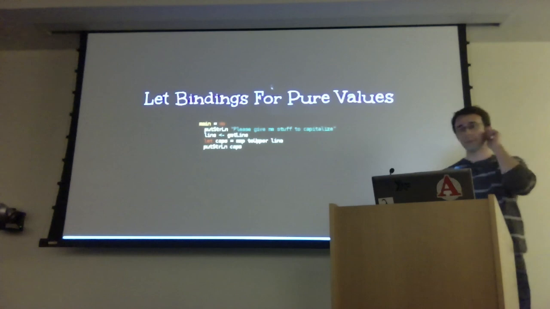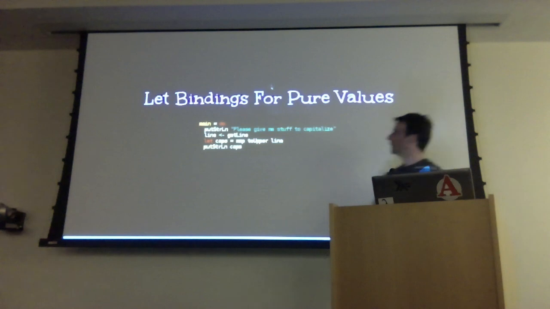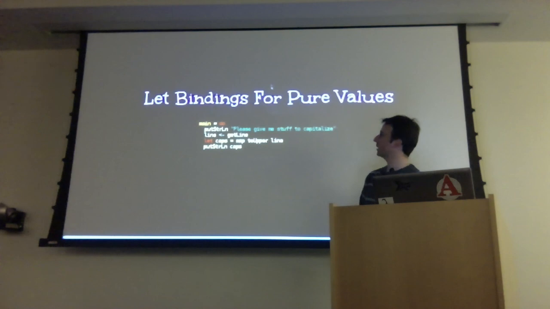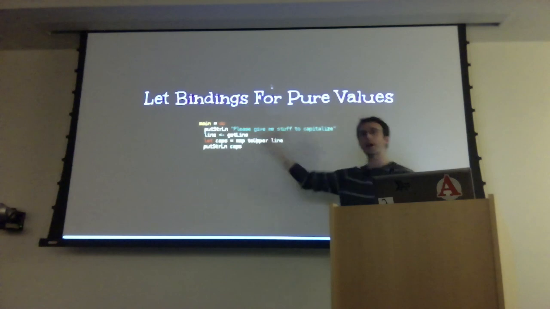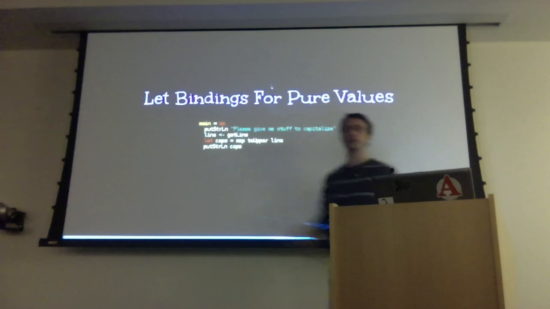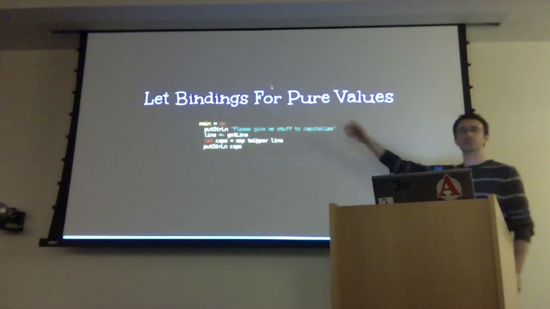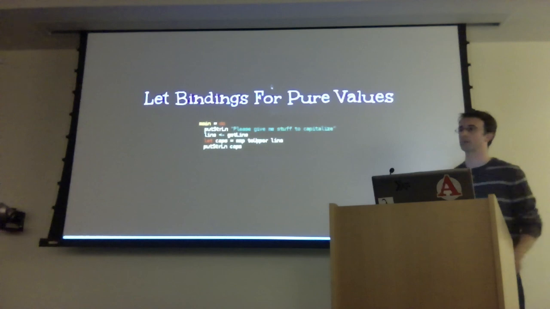So the bottom two lines there are the same step. Right, I couldn't have said caps equals left arrow map toUpper line, because this is a pure function, not wrapped in an IO action. I just want to give it a name, so you can use let for that. This all gets desugared into something different, maybe not more complicated.